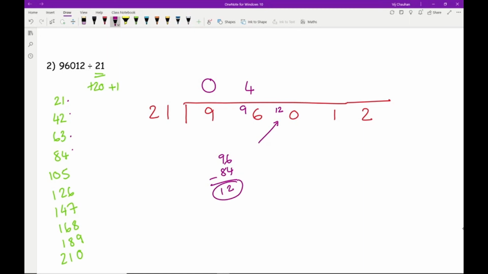So then I'm looking at how many 21s going into 120, so that's going to be 1, 2, 3, 4, 5, and that's going to give me a remainder of 15. So then how many 21s going into 151? Well, that's going to be 1, 2, 3, 4, 5, 6, 7, and that's going to give me a remainder of 4. And then how many 21s going into 42? That's going to be 2, and I've got no remainder, so my final answer is 4572.